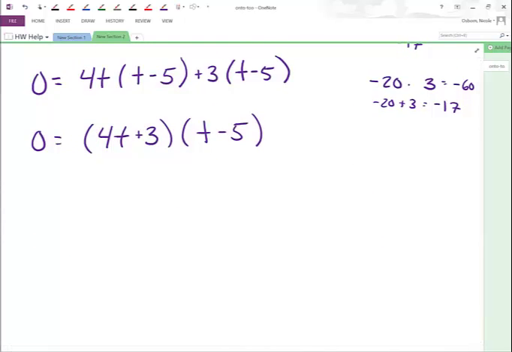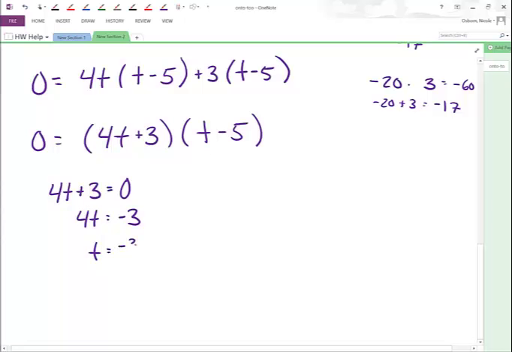And now I'm going to set each of these factors equal to 0. So when I set 4t plus 3 equal to 0, that gives me 4t is equal to negative 3, and thus t is equal to negative 3/4. When I set t minus 5 equal to 0, that gives me t is equal to 5.